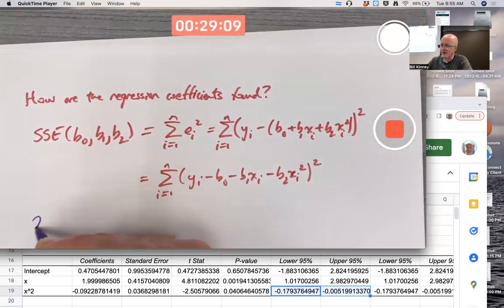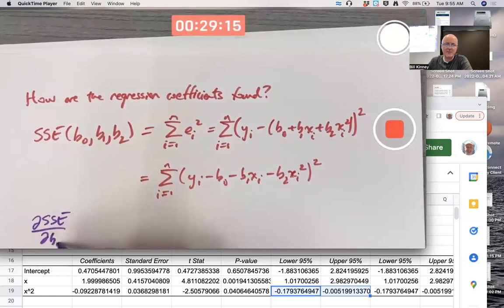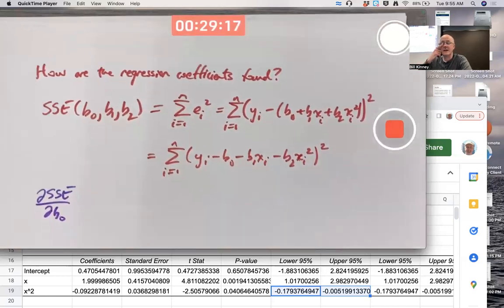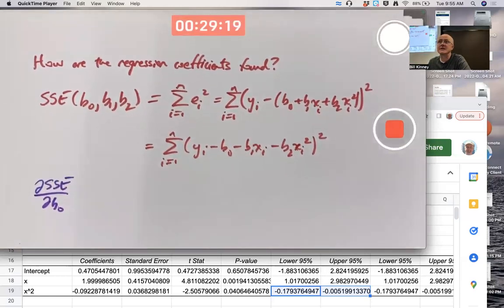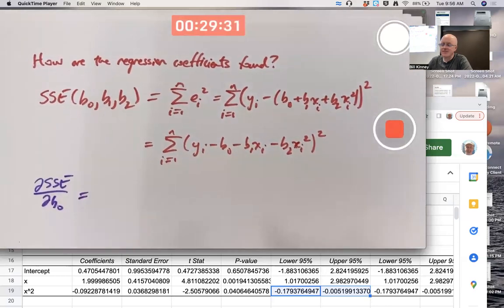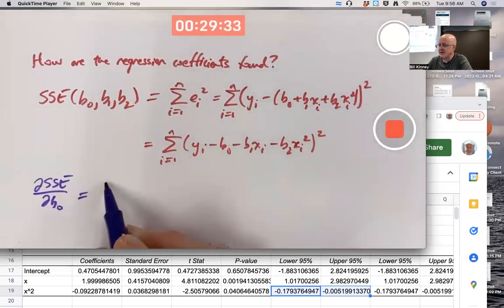Oh boy. Partial derivative of SSE with respect to B0, B1, and B2, and then set those derivatives equal to 0 and solve for B0, B1, and B2? Really? Yeah, really. We'll use the computer to help us. The derivative factors through the summation sign by linearity of differentiation.